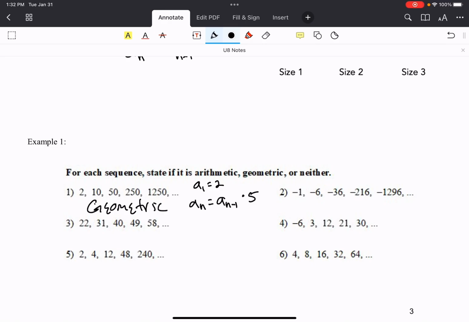Okay, what about 3? I'm jumping. What about 3? Is that arithmetic, geometric, or neither? Arithmetic. Okay, so now let's write its formula. A sub 1 is 22. You have to have the first term with your formula, or else how do I know what to start with, right? And then what am I adding each time? Good. So a sub n is a sub n minus 1 plus 9.